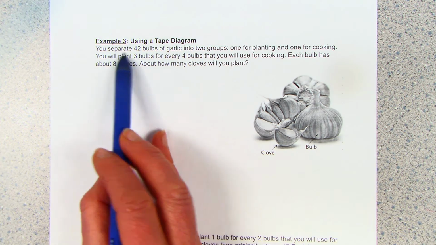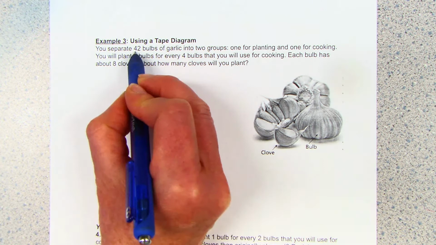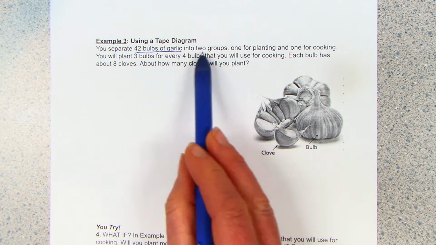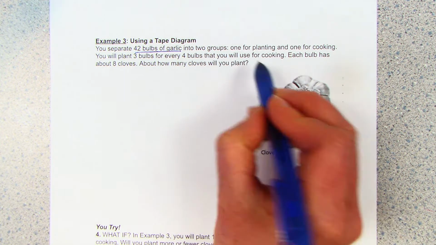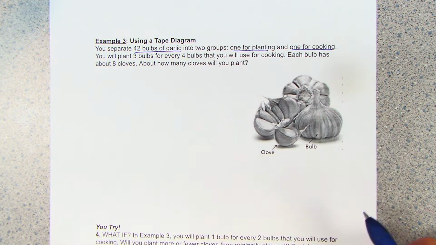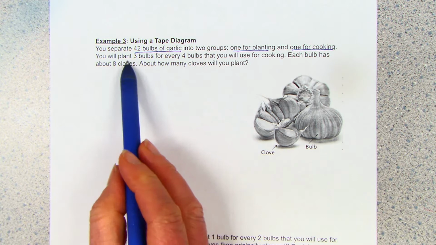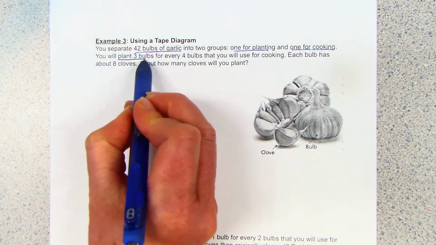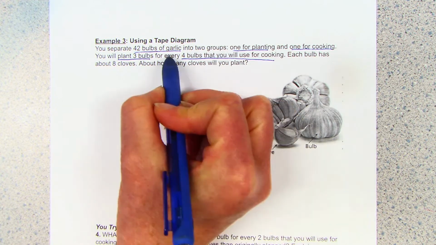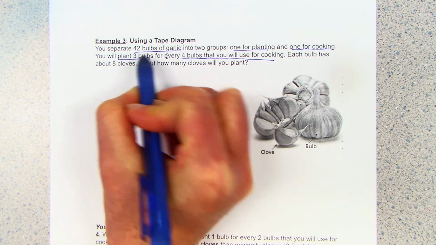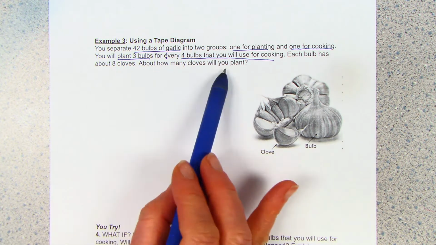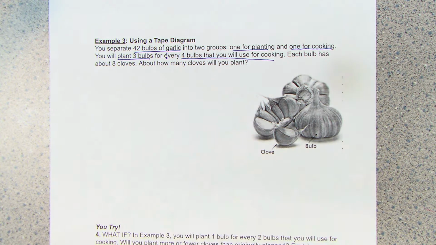So this problem says that you are taking 42 bulbs of garlic. So you've got 42 of these big guys, and you're dividing them into 2 groups. Some of them you are going to plant, and some of them you are going to cook, right? You are going to plant 3 bulbs for every 4 bulbs that you use for cooking, right? So there's the ratio, 3 to 4. Every bulb has about 8 cloves. About how many cloves will you plant? So we're going to save that last sentence for the end of the problem.